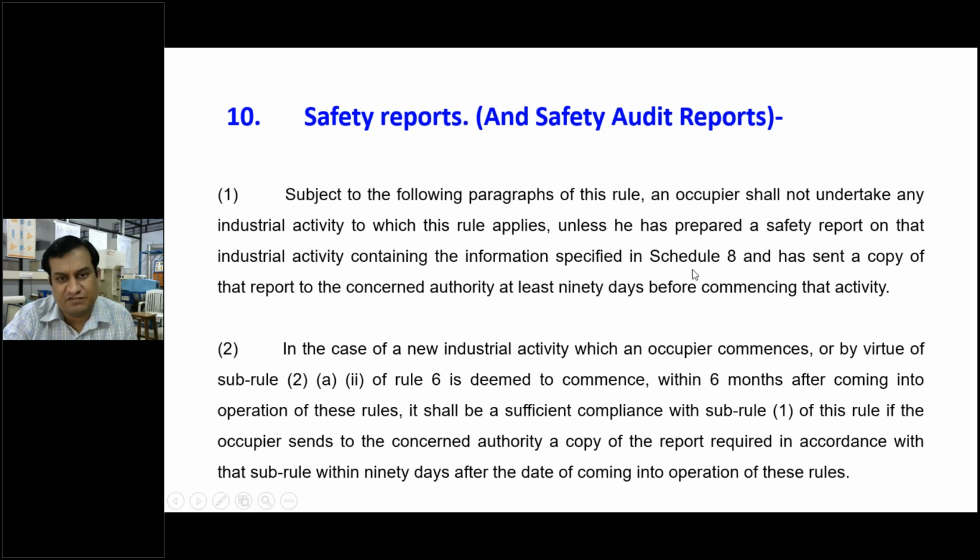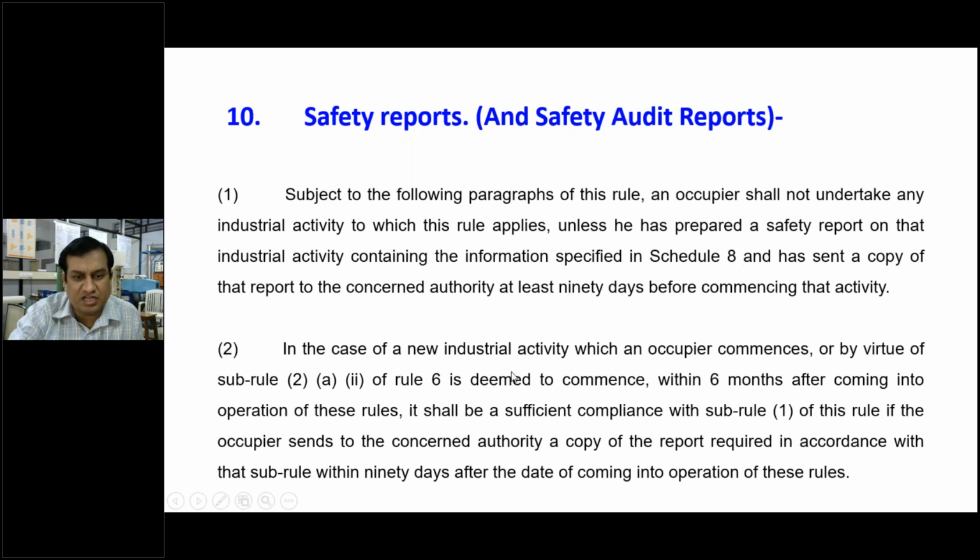So the format and detailed information for these safety reports is given in Schedule 8, and as per this Schedule 8 you have to make a safety report and that should be submitted to the concerned authority.